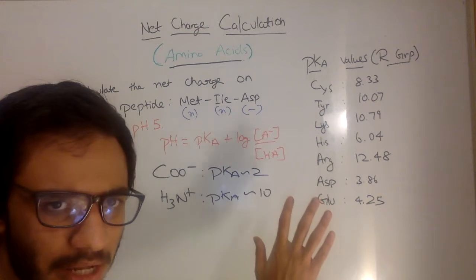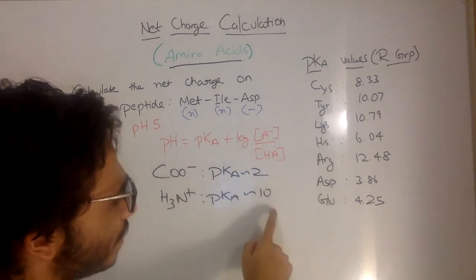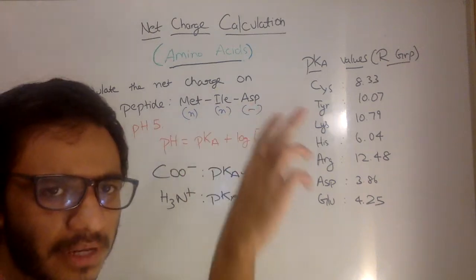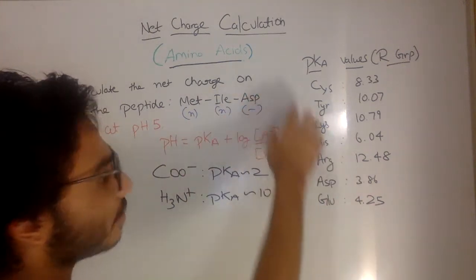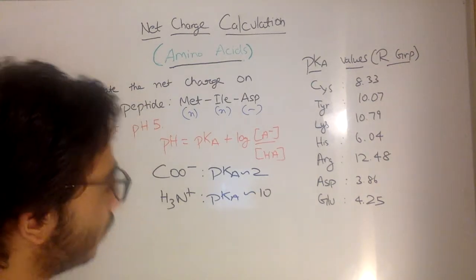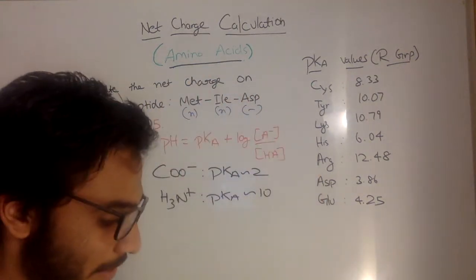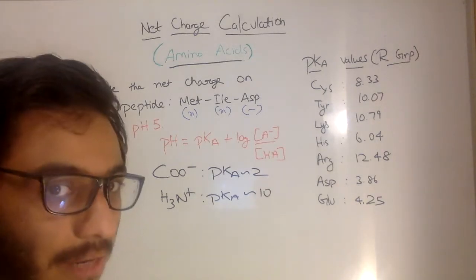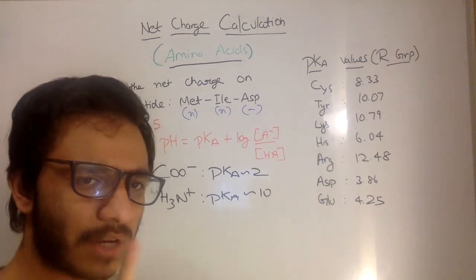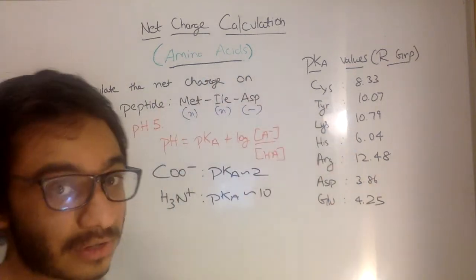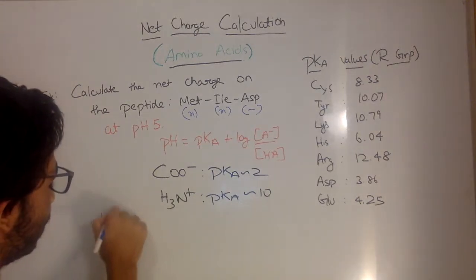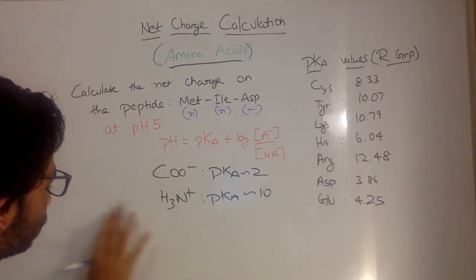Now we know that pH 5 is between 2 and 10, right? So we know that methionine and isoleucine will be in their neutral form and aspartic acid will be in the negative form. So let's go ahead and calculate the overall net charge on this tripeptide. If I draw the backbone structure of this tripeptide, it will look something like this. Now we are not considering one amino acid, we are considering a tripeptide. So we'll have peptide bonds, right? So if I go ahead and draw that.